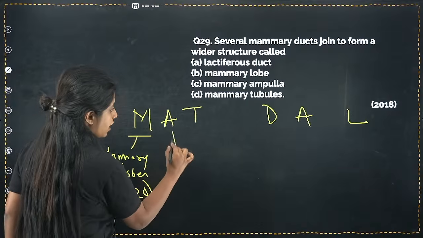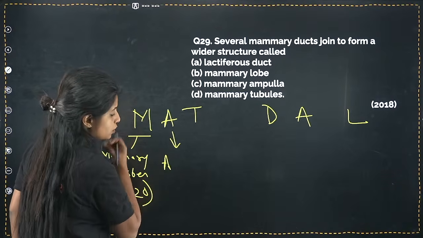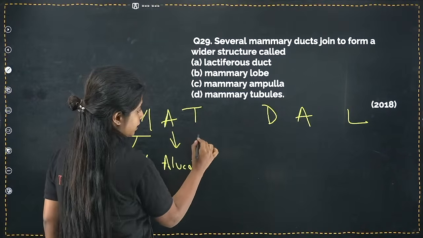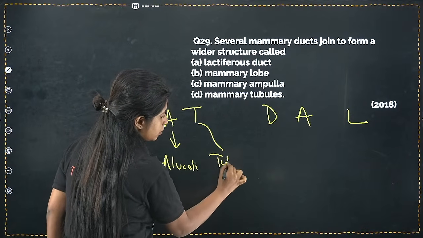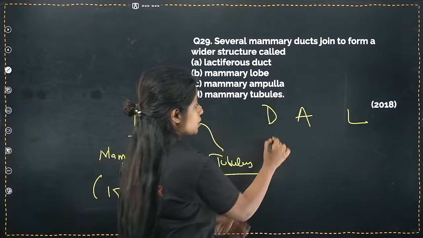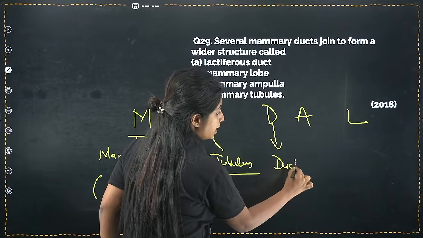Now the lobe is going to have so many alveoli. The alveoli are going to open into what? Mammary tubules, so T for tubules. The tubules are going to join together to form what? Duct.